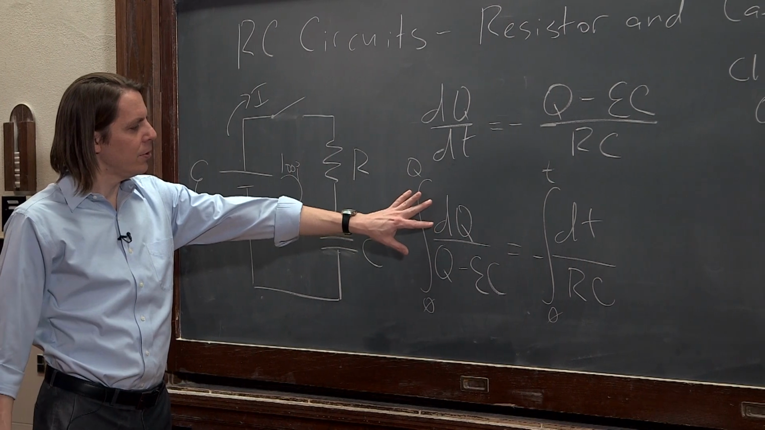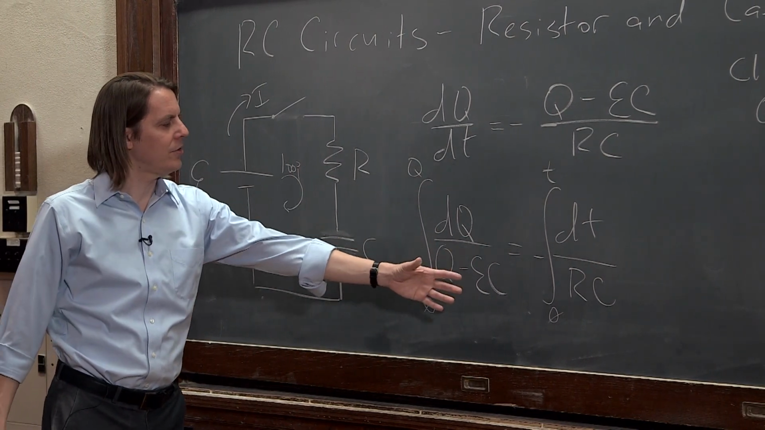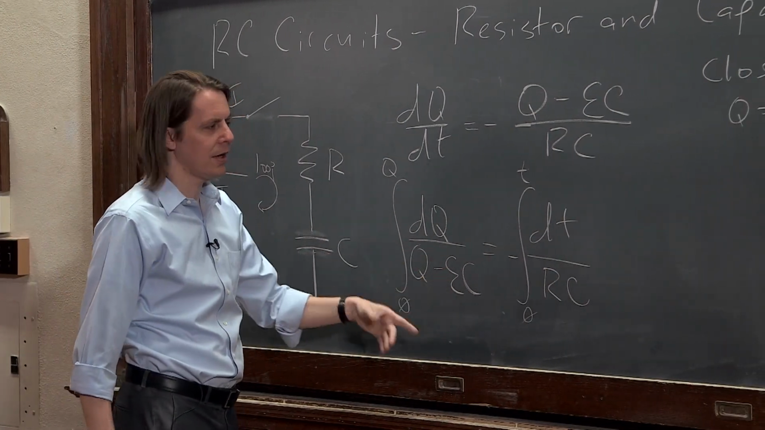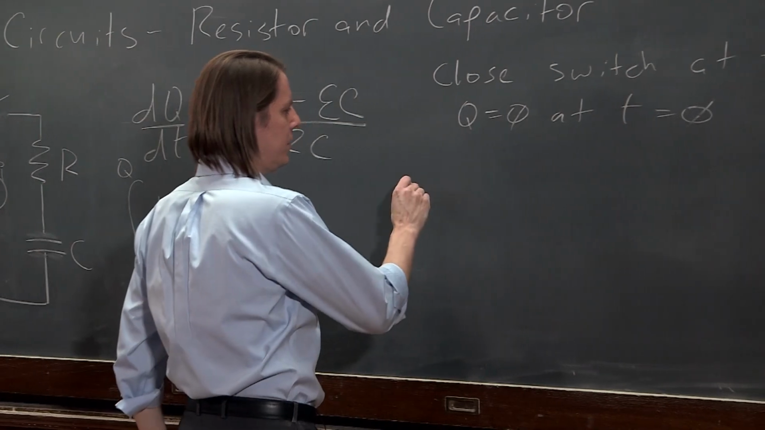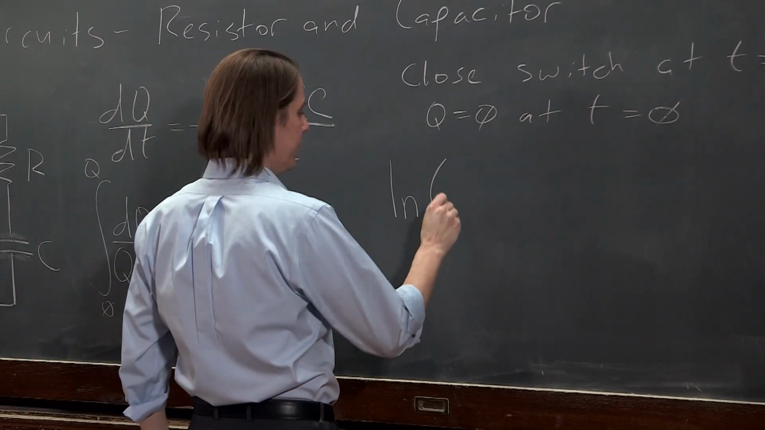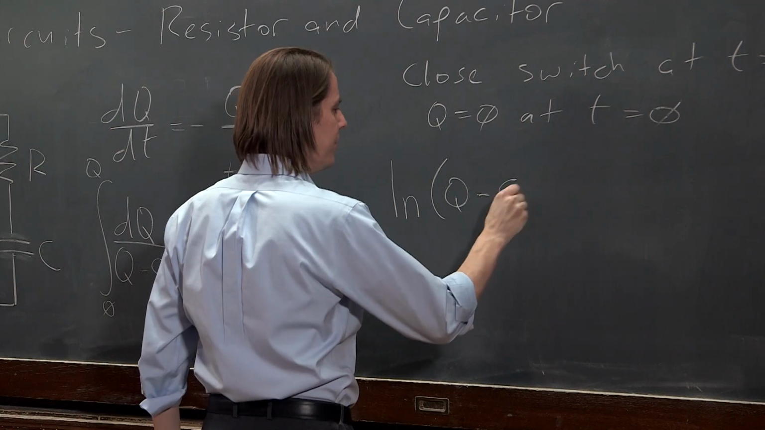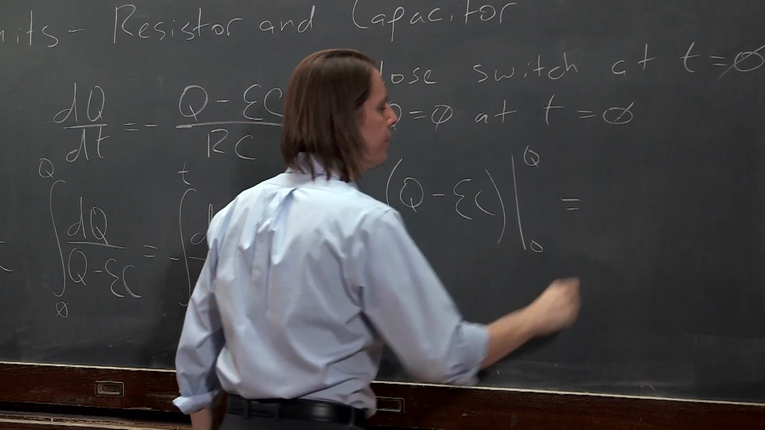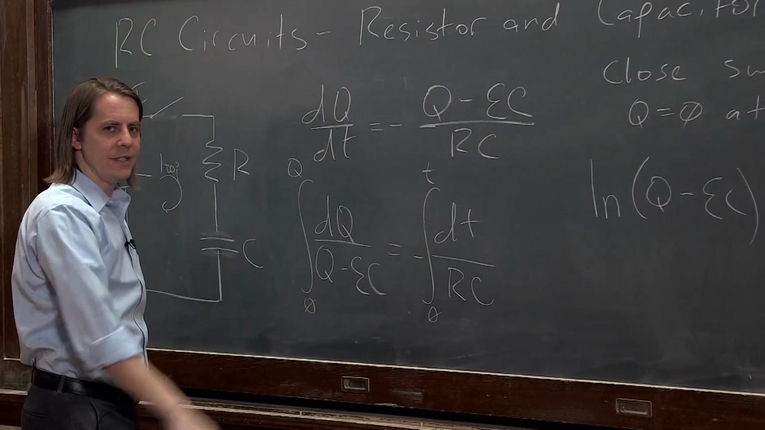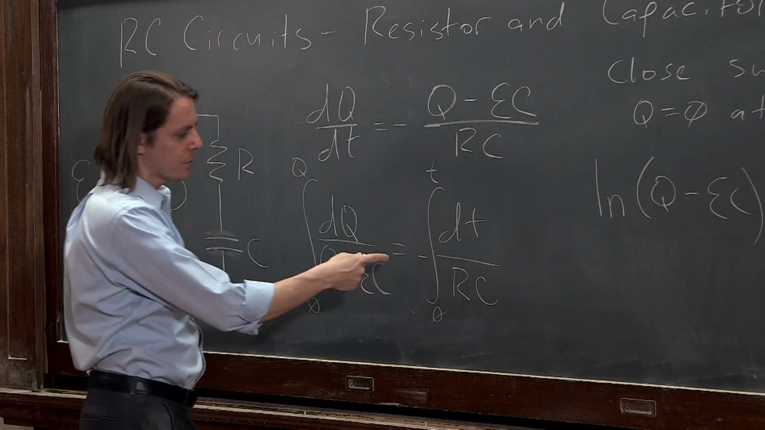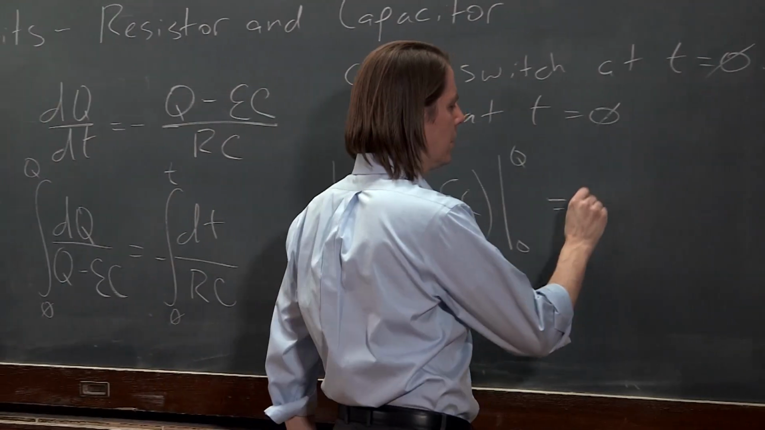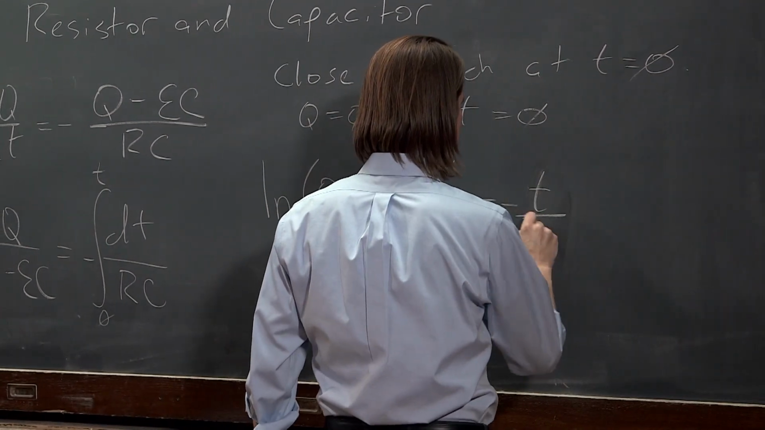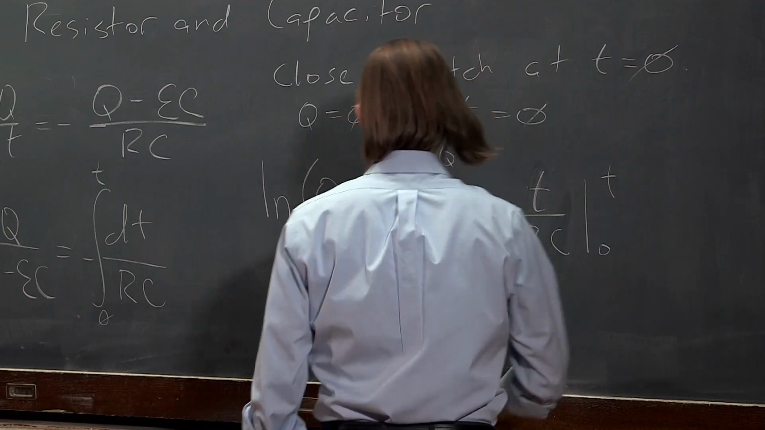Okay, so the integral of dq over (q minus a constant) is just the natural log. You know, the integral of dx over x is natural log x. If you have this constant hanging here, you just stick it in there. So this one is natural log of (q minus the EMF times the capacitance) evaluated from 0 to Q. Okay? And the integral of dt with respect to time is just t. So this one is minus t over RC, evaluated from 0 to t.